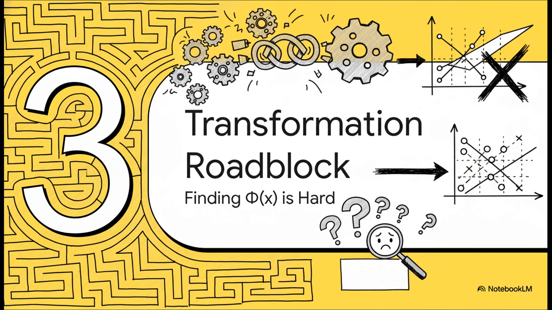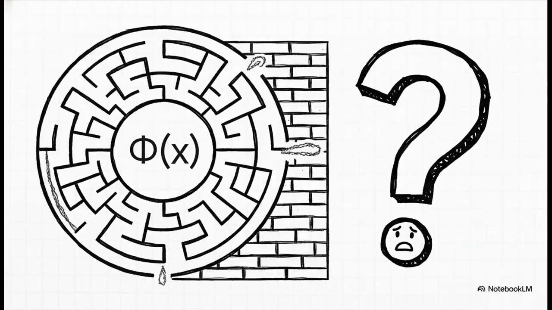Which brings us to our next section, the transformation roadblock. Or to put it simply, finding phi of x is hard. Yeah, because while that idea of a transformation function is super powerful, actually figuring out what that function is, that's a whole other story. And here's the big but. The problem is, for any real-world dataset that's even a little bit complex, figuring out the exact formula for that phi of x function is incredibly hard. In a lot of cases, it's literally impossible.